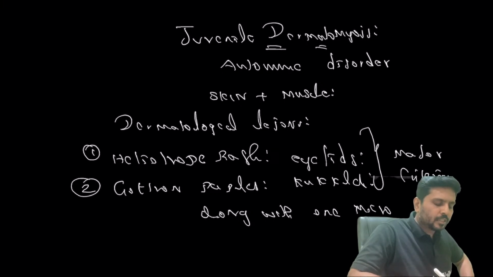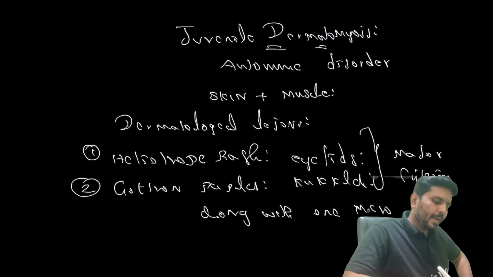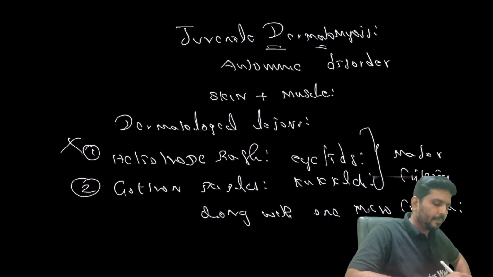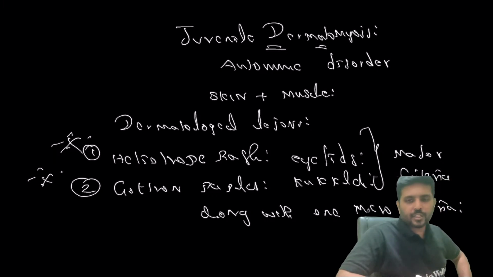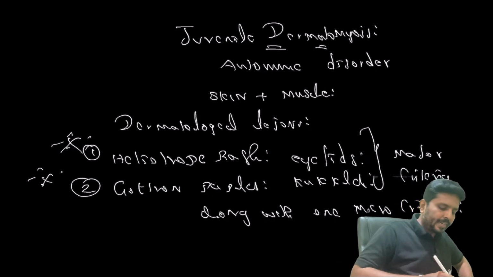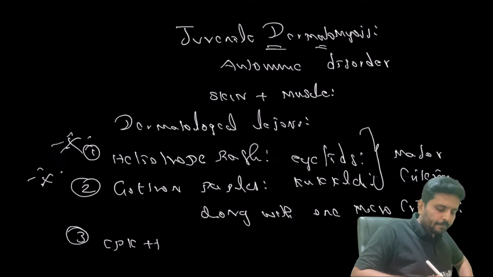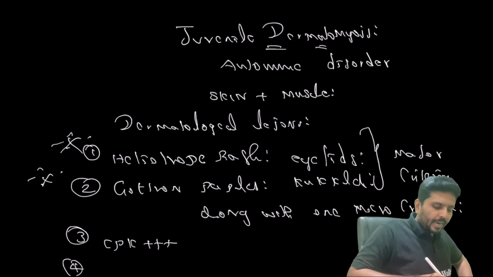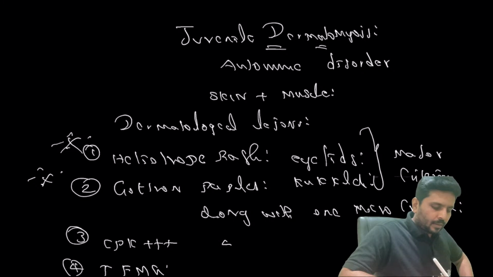So this is with respect to one minor criteria. So this is with respect to major criteria. Major means dermatological lesions, whereas minor criteria involves muscle. So what are all these muscle criteria? Elevated CPK, as well as prolonged disturbed EMG, electromyography. Third one, you can prove this inflammation in muscle biopsy.